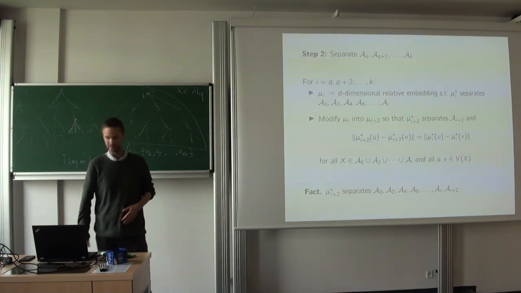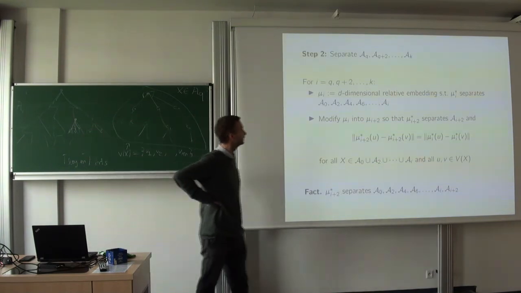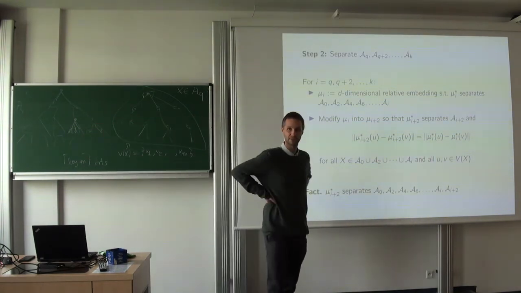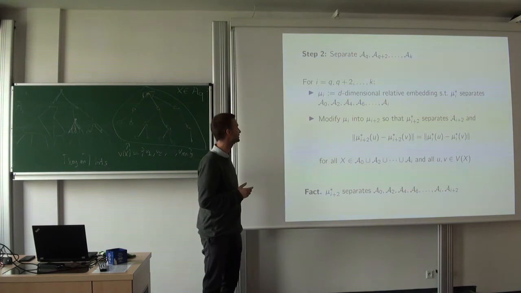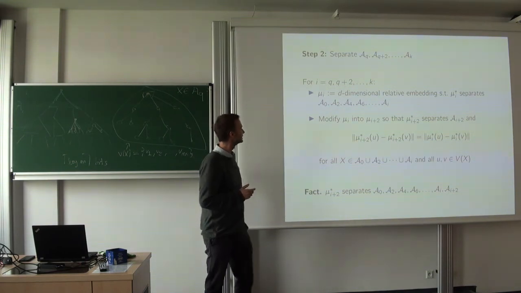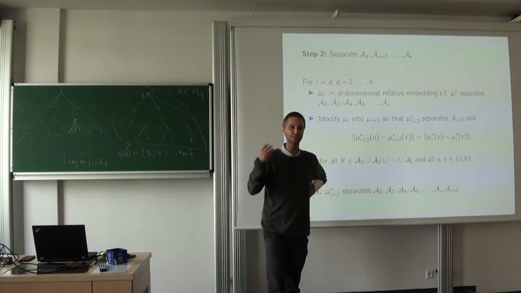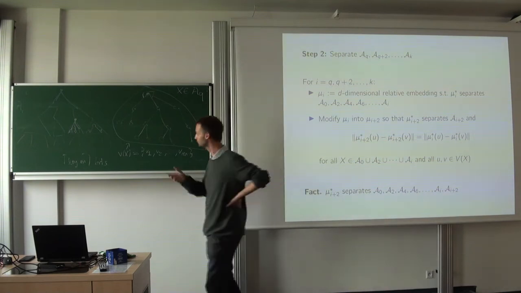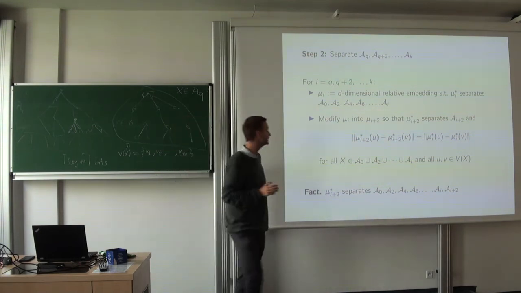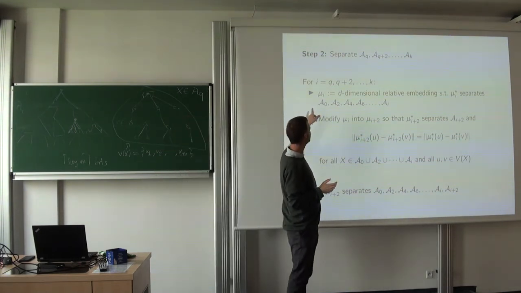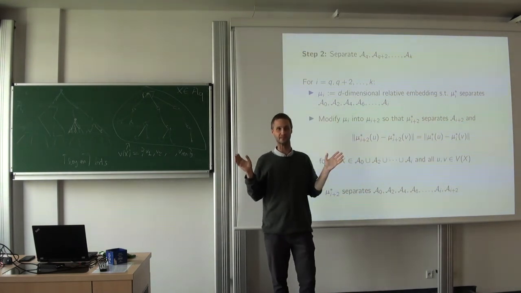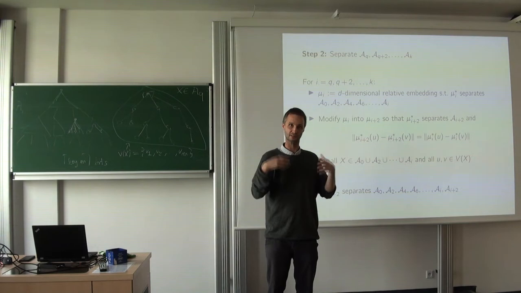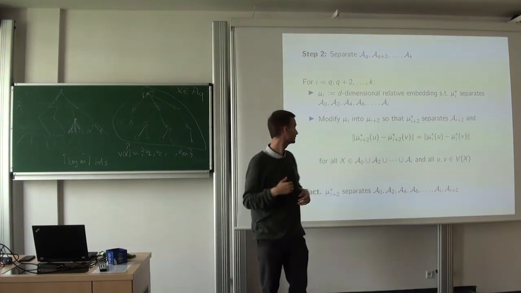Okay, so we did the basis of the induction, and now comes really the heart of the proof. And in my opinion, this is really a beautiful idea. It's super nice. Okay, so we started the machine. We have these weight vectors that came from these brute force arguments. What we know is that these weight vectors separate A0, A2, up to AQ. And we have a contraction mapping that does that, which is the absolute embedding resulting from these weight vectors.